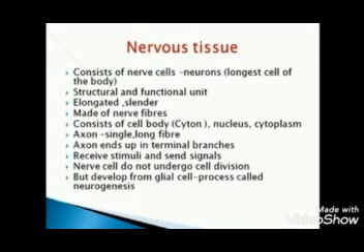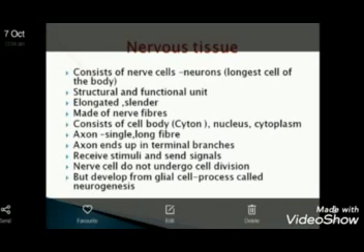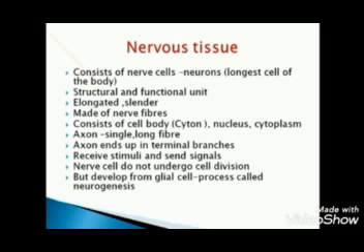Now the next topic is the nervous tissue. Nervous tissue comprises nerve cells or neurons. They are the long cells of the body. Neurons are the structural and functional units of the nervous tissue. The elongated and slender processes of the neurons are the nerve fibers. Each neuron consists of a cell body or cyton with a nucleus and cytoplasm.